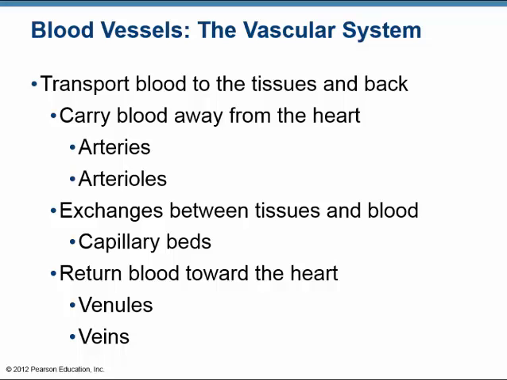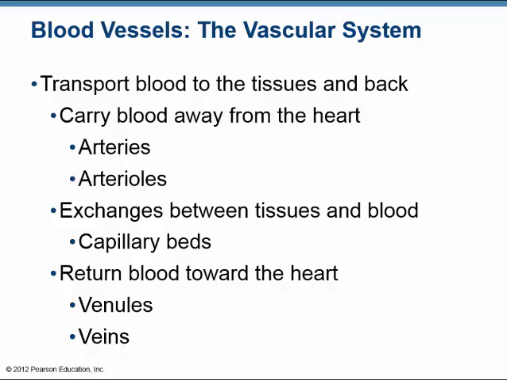So we need to distinguish the 3 different kinds of vessels. Arteries are vessels that carry blood away from the heart. That means they're carrying blood to the tissues. The smallest arteries are called arterioles, and they give rise to the capillaries. Capillaries are where exchange between tissues and blood will occur.